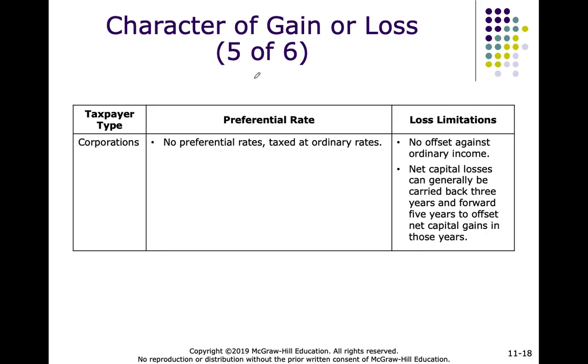Okay, corporations we're going to cover in chapter 15, so I'm just going to skip. But you can see the differences between individuals and corporations. Corporations do not have the $3,000 limit, but they can only deduct capital losses up to capital gains.